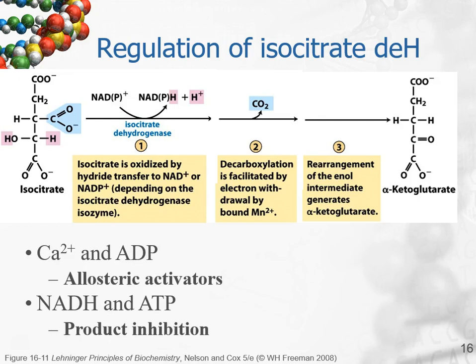So again, we have calcium and ADP acting as allosteric activators of this enzyme. And both calcium and ADP are indicators that the cellular energy status of the cell is low and that energy is needed. NADH and ATP. So NADH is an actual direct product of this reaction. ATP is an eventual product, so they both act as product inhibitors of this enzyme.